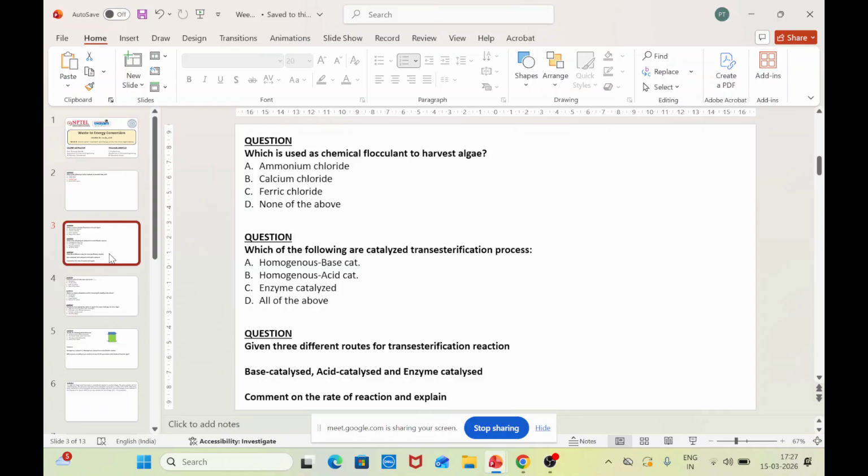The question is, which of the following is used as a chemical flocculant to harvest algae? Is it ammonium chloride, calcium chloride, ferric chloride, or none of the above? Chemical flocculant. So what's a flocculant?